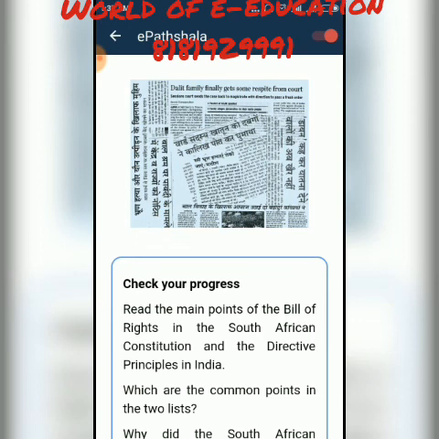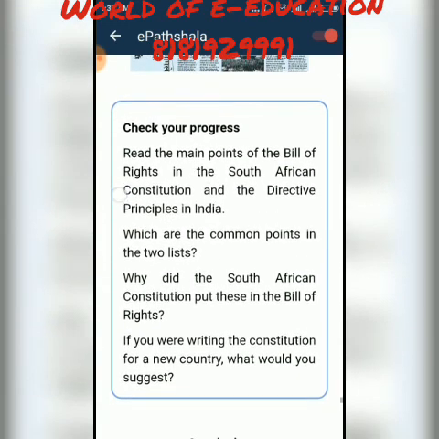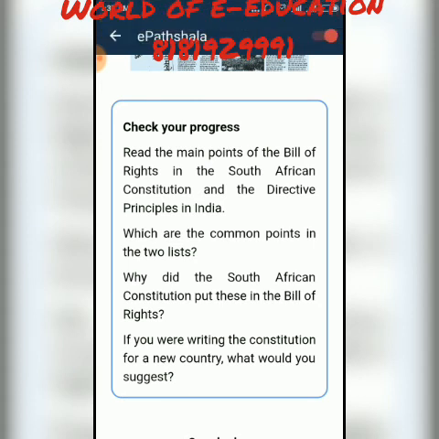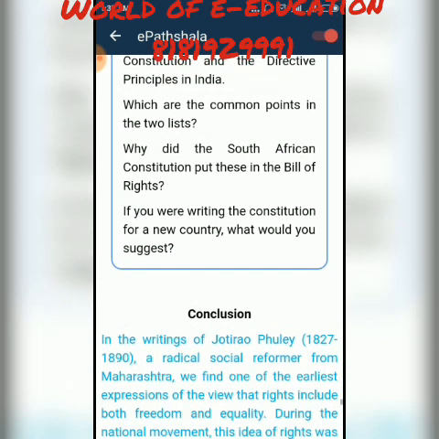Check your progress. Read the main points of the Bill of Rights in the South African Constitution and the Directive Principles in India. Which are the common points in the two lists? Why did the South African Constitution put these in the Bill of Rights? If you were writing the Constitution for a new country, what would you suggest?